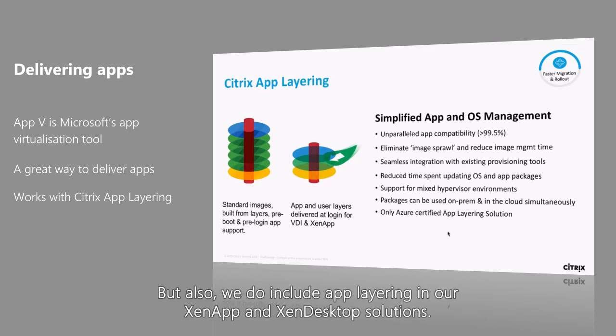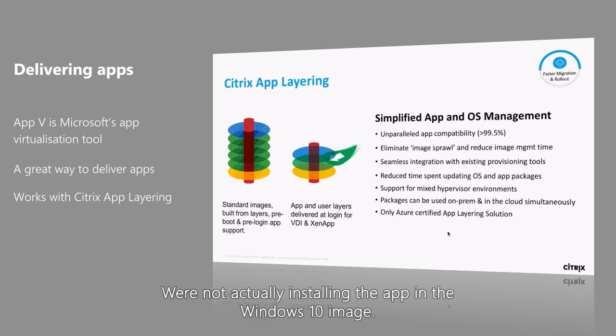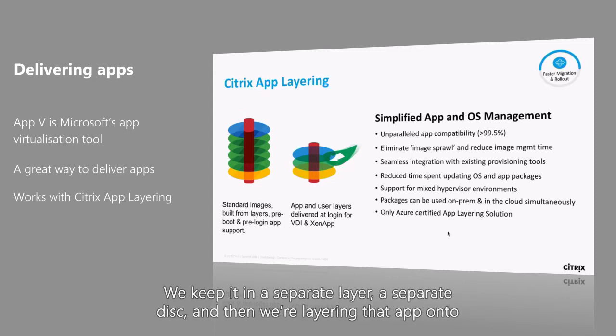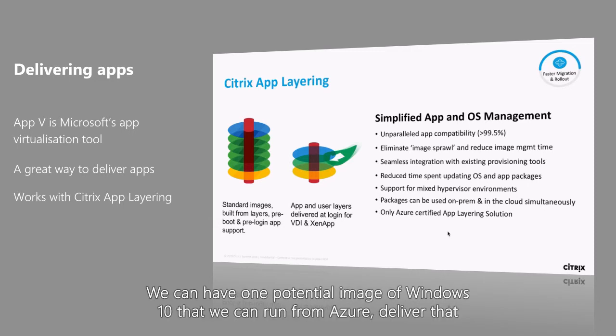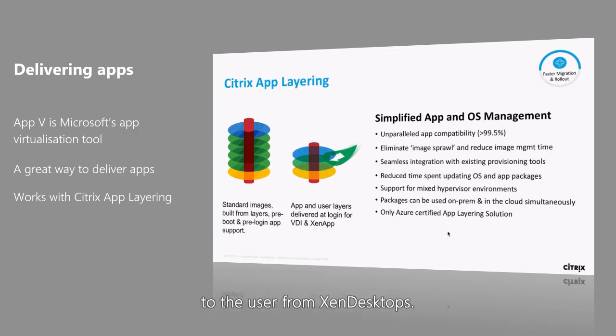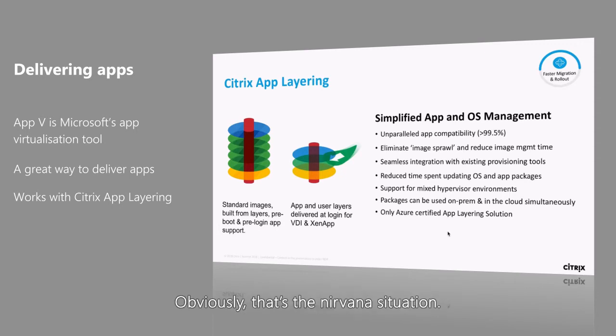Great, thanks Tom. We also include app layering in the XenApp and XenDesktop solutions, and you have a choice between App-V, app layering, or both, as Tom says. With app layering, we're not actually installing the app in the Windows 10 image. We're keeping it in a separate layer, a separate disk, and then layering the app onto the Windows 10 desktop as the user logs in. That means we can stop things like image sprawl, because you're not tying the app into the OS. We can have potentially one image of Windows 10 that we run from Azure and deliver back to the user through XenDesktop, and then we only have one Windows 10 image to manage. Obviously that's the Nirvana situation.